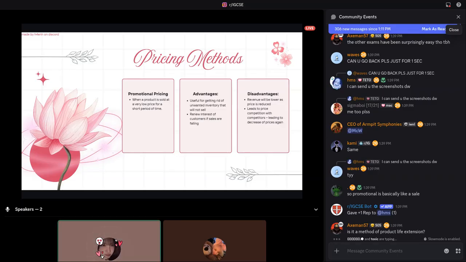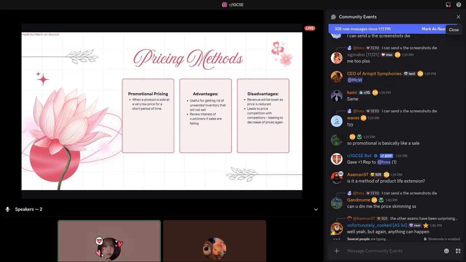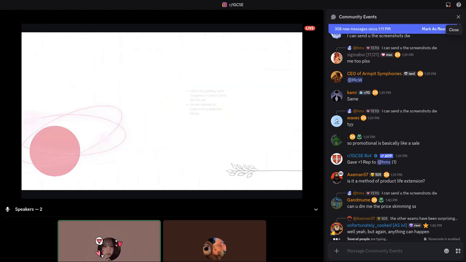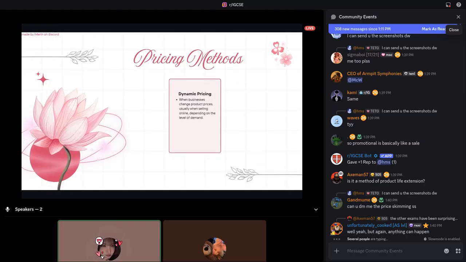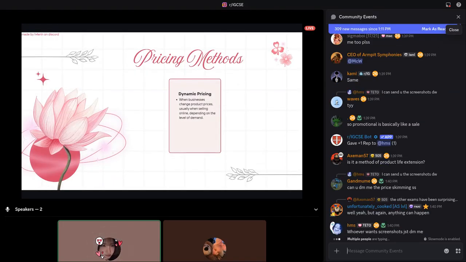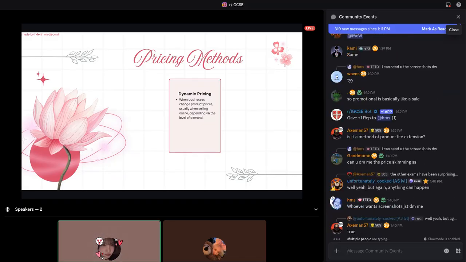And this is a pricing that I'm going to talk about that I've seen in past papers, but not many people really acknowledge this type of pricing, which is dynamic pricing. Dynamic pricing is when businesses change product prices, usually when selling online, depending on the level of demand.